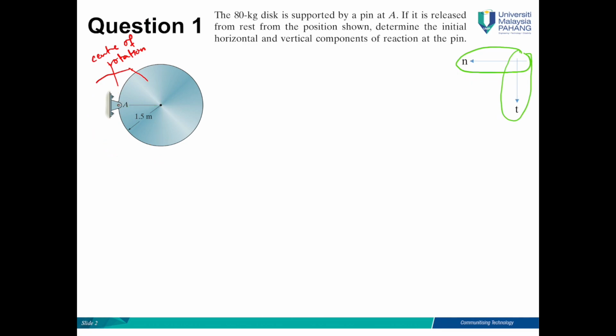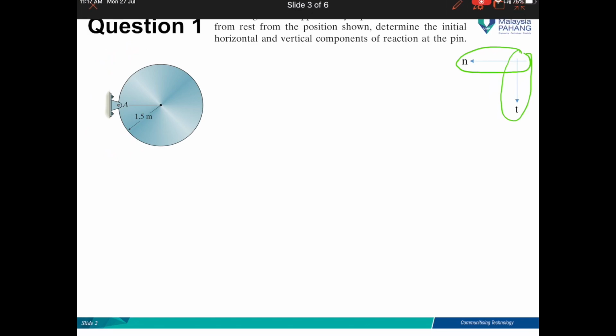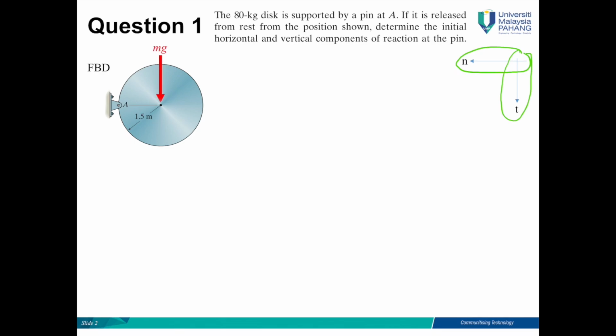All right. So let's remove all this first and draw the free body diagram. So there will be a weight pointing down at the center of gravity. At the pin there will be reaction forces, in both normal as well as tangential axis. So these are the forces that we want to determine based on the question. And now the kinetic diagram.